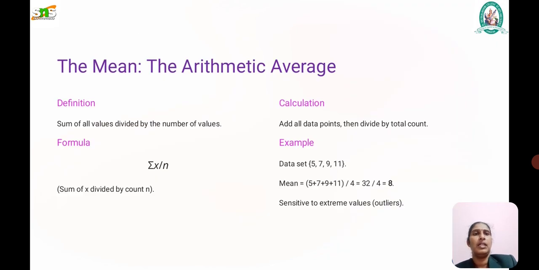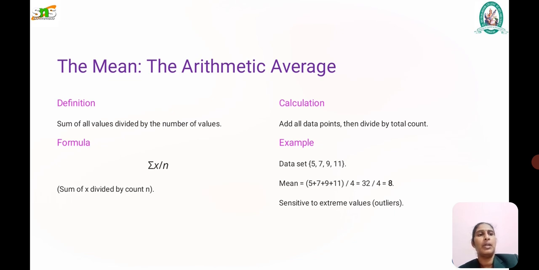And next we can see the arithmetic mean, how to calculate the arithmetic mean for the individual series. The sum of all the values divided by the number of the values is the mean. It is expressed as summation x by n, where summation x is the sum of all the observations, whereas n is the total number of observations. So how do we calculate it? First of all, we have to find how many data points exist in the total count.